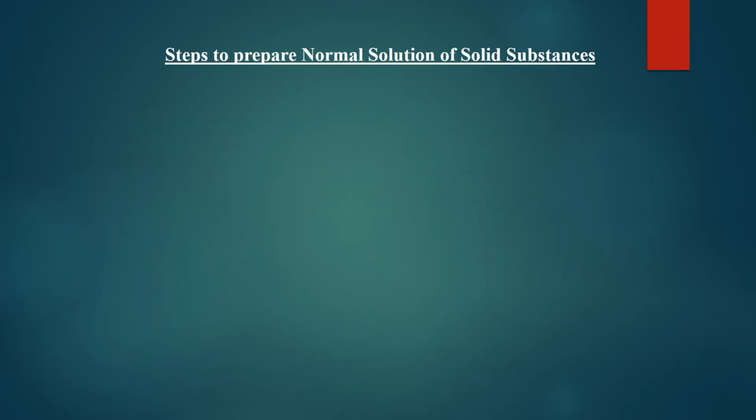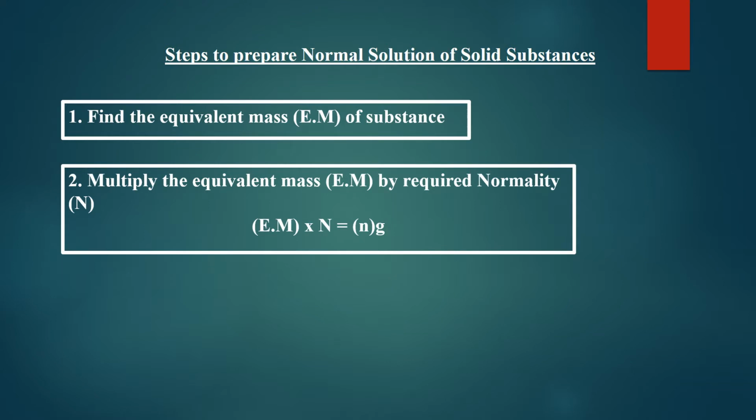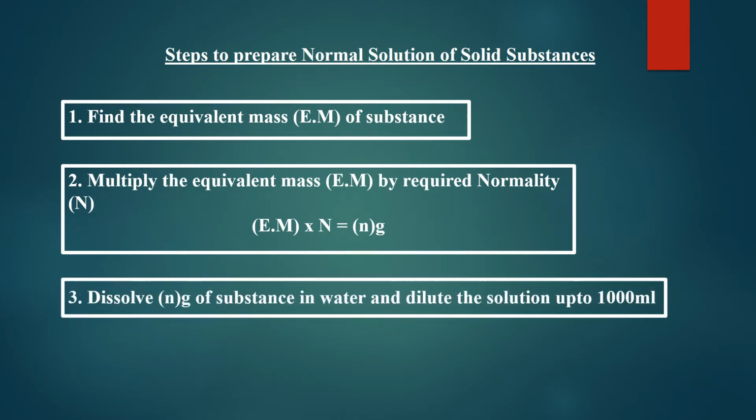For preparation of normal solution of solid substances, always follow 3 steps. Step 1. Find the equivalent mass of substance. Step 2. Multiply the equivalent mass of substance by required normality. Step 3. Take the resulting mass of substance, dissolve it in water, and dilute the solution up to 1000 milliliters. This will be normal solution of a substance, which is in solid form.